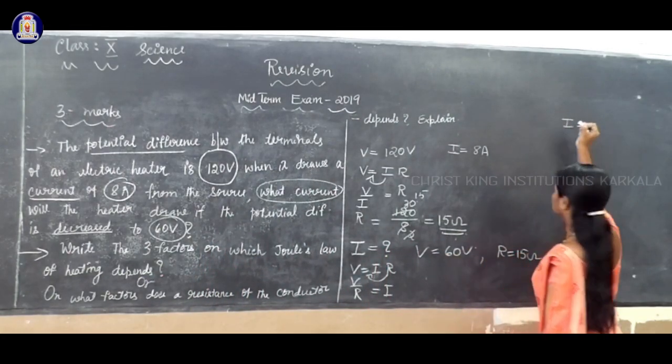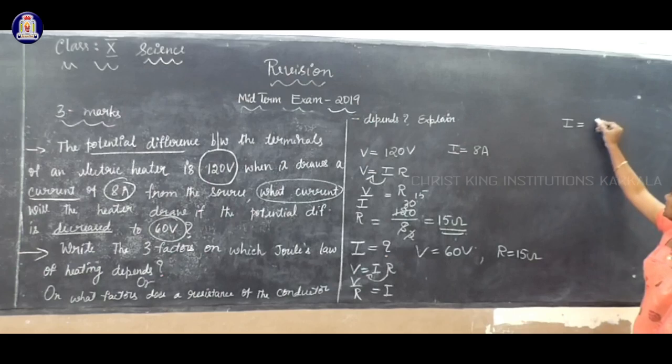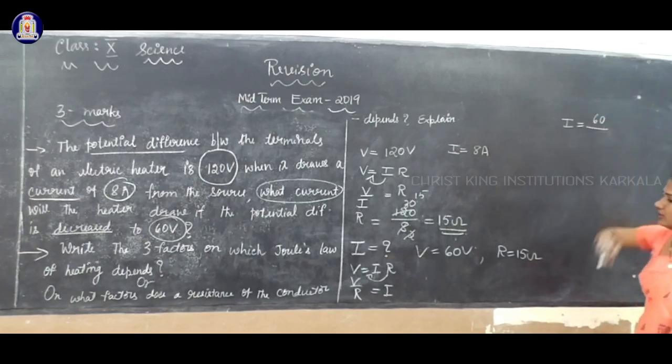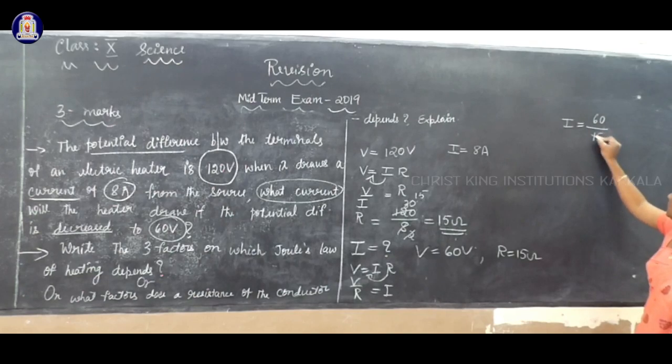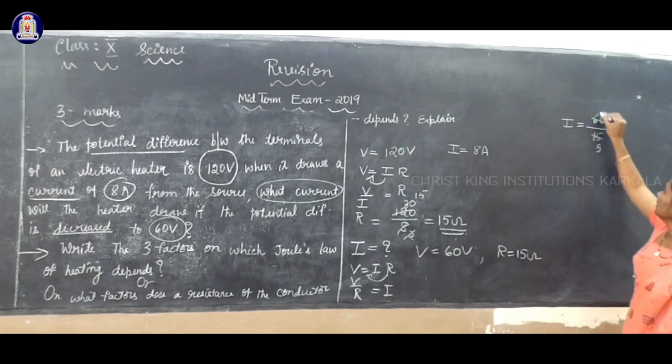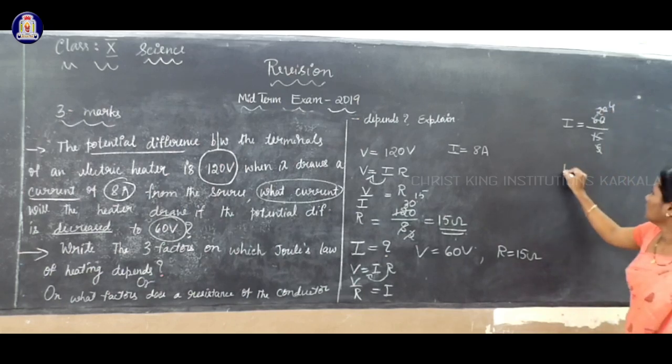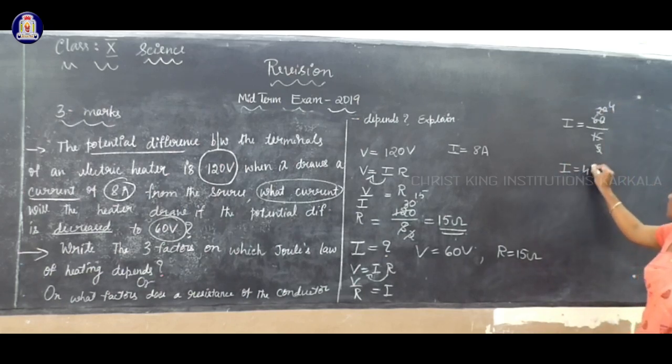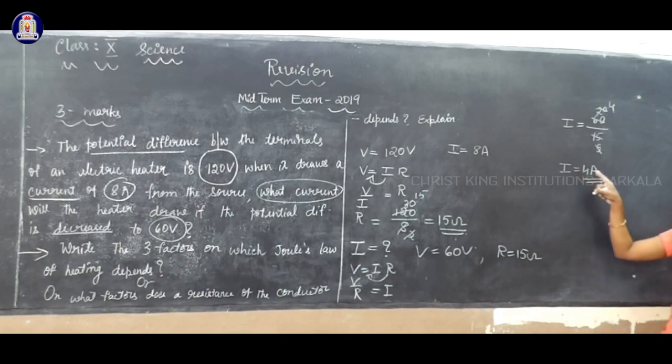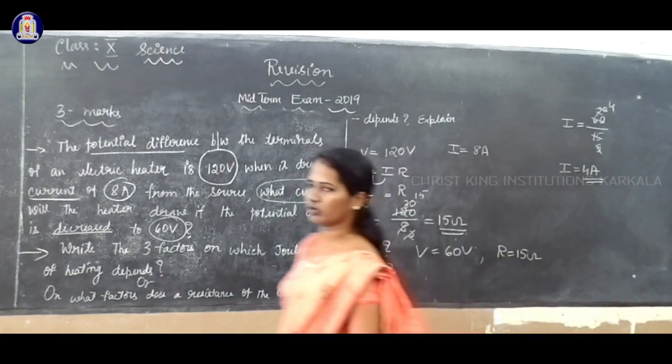I is equal to V divided by R, which is 60 divided by 15. So I is equal to 4 ampere. The SI unit of current is ampere. I is equal to 4 ampere. We will move to the next question.